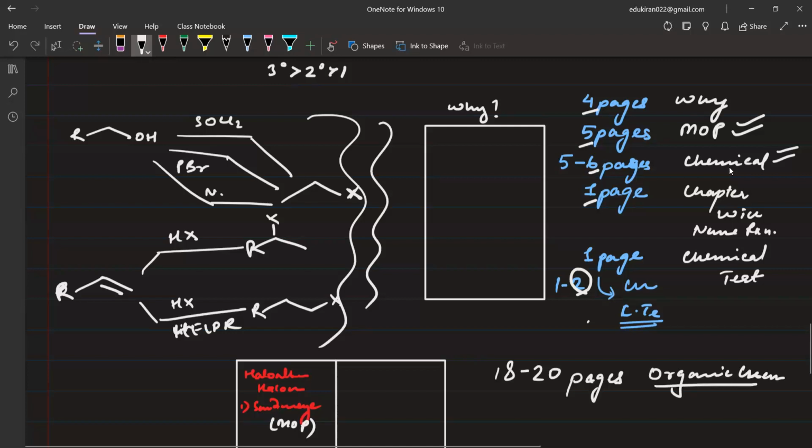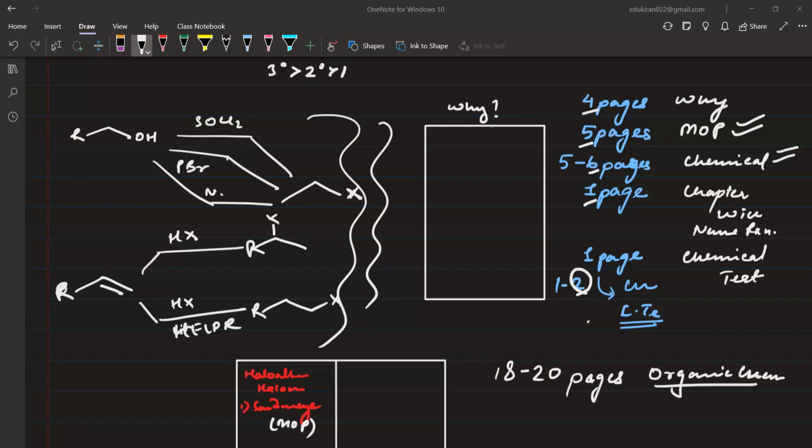Is that clear? Yes or no? Please tell me, guys. In 18 to 20 pages, complete organic chemistry should be there. And if you do this, my guarantee is you will not score less than 90 in chemistry.